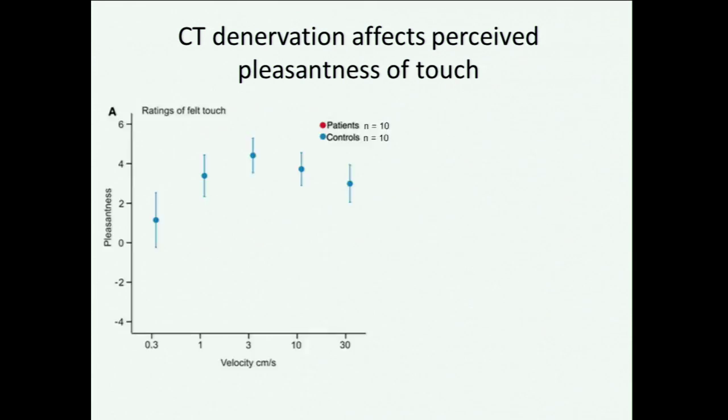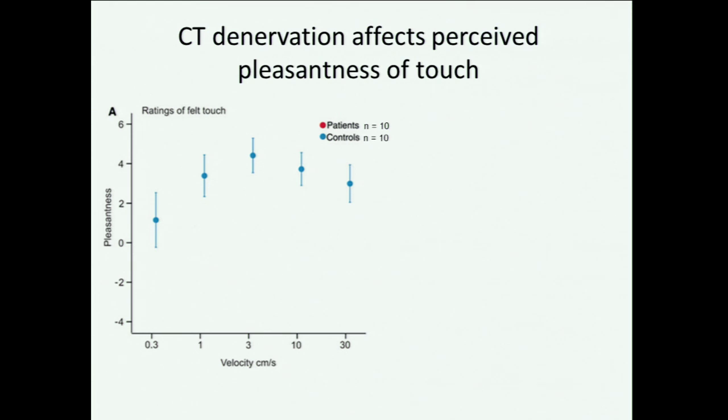So we brushed with different velocities. If you remember the slide that Johan showed, the C-tactile afferents respond optimally to 1, 3, and 10 centimeters per second. So we brushed with a range of velocities from 0.3 to 30 centimeters per second. And this is healthy controls, and the controls all preferred 1, 3, and 10, as Johan showed you.